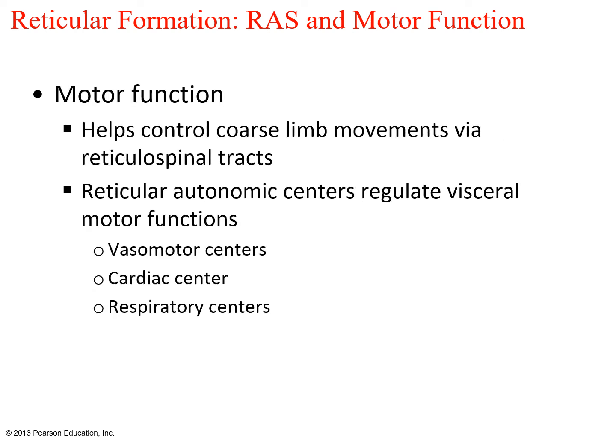The RAS does have motor function, so it'll help control coarse limb movements with reticulospinal tracts. So again, these are tracts that lead from the reticular formation down into the spinal cord. Additionally, there are reticular autonomic centers, which will help regulate visceral motor functions. So essentially, these help the medulla and the pons in regulating blood pressure using the vasomotor centers. It'll help regulate the cardiac center of the medulla oblongata and the respiratory centers located in the medulla and in the pons.